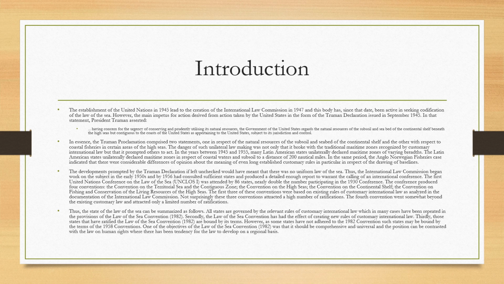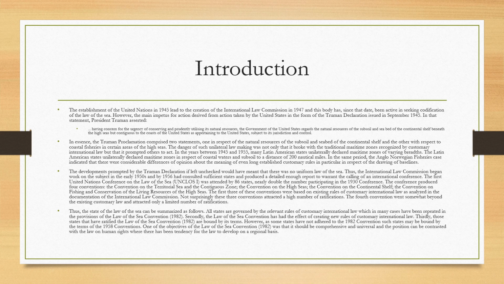Thus, the state of the law of the sea can be summarized as follows. All states are governed by the relevant rules of customary international law, which in many cases have been repeated in the provisions of the Law of the Sea Convention, 1982. Secondly, the Law of the Sea Convention has had the effect of creating new rules of customary international law. Thirdly, those states that have ratified the Law of the Sea Convention, 1982, are bound by its terms.